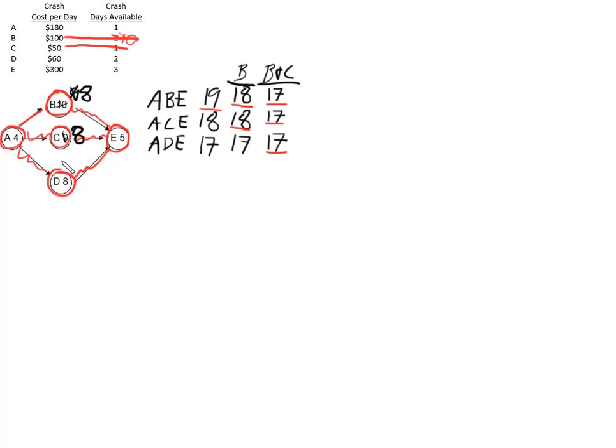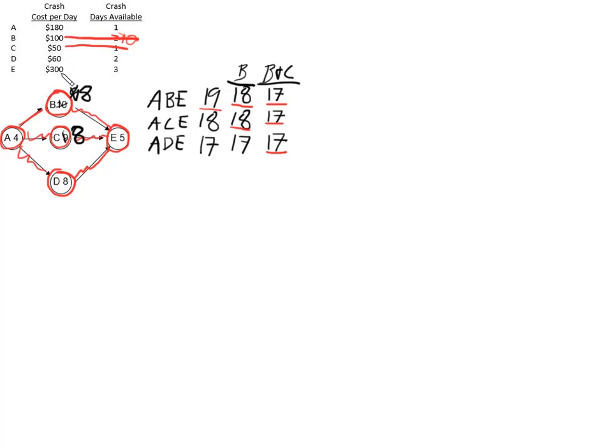So we could crash D, but crashing D by itself would speed up this path, get it down to 16 days, but these 2 paths would stay at 17, so the project would still take 17 days to do, so we would not have accomplished anything. So crashing D, there's no reason to do it. So we crash A or we crash E.